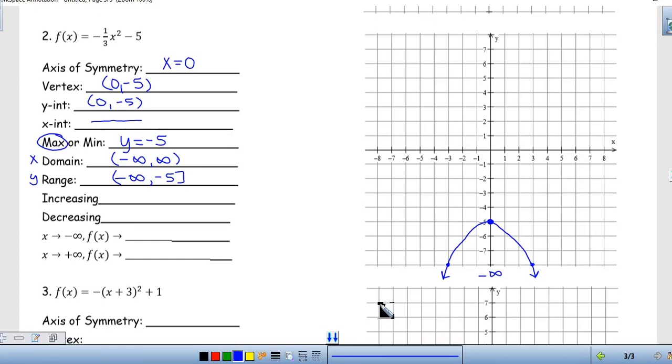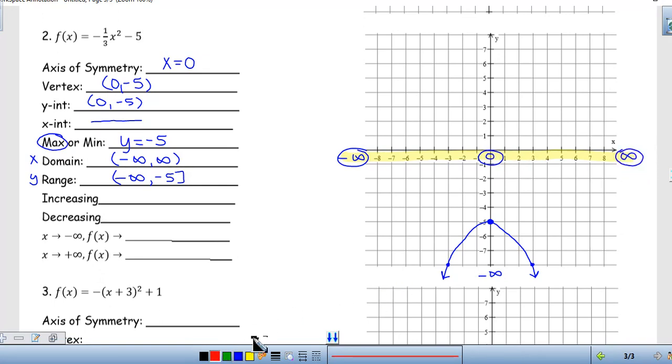All right, so now it's time to talk about increasing and decreasing. Remember that when we do increasing and decreasing, we have to use the values on the x-axis. And we are going to use -infinity, and we're going to use +infinity. And the axis of symmetry tells us the center point. So these will be the 3 values I focus on.